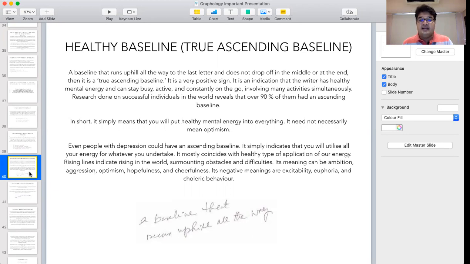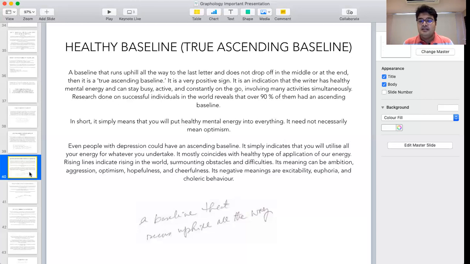Rising lines indicate rising in the world, surmounting obstacles and difficulties. Its meaning can be ambition, aggression, optimism, hopefulness, cheerfulness. Its negative meanings are excitability, euphoria, and choleric behavior. Okay, so basically, when we are talking about a healthy baseline or true ascending baseline, which is going upwards, most of the successful people have that, they are going to put their happy, positive energy into their work.